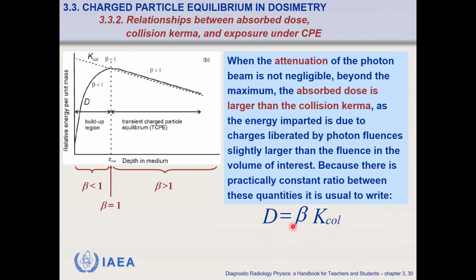We can express the relationship between the absorbed dose and collision kerma using this relation: D equal beta K collision, or beta equal D over K collision. So if we look at the graph, we see at Z max beta is equal to 1. Why? Because here the absorbed dose and the collision kerma coincide, they are equal. Before Z max, meaning at smaller depth in the medium, beta is negative. After Z max beta is positive. So D and K collision are different, and D, the absorbed dose, is larger than the collision kerma.